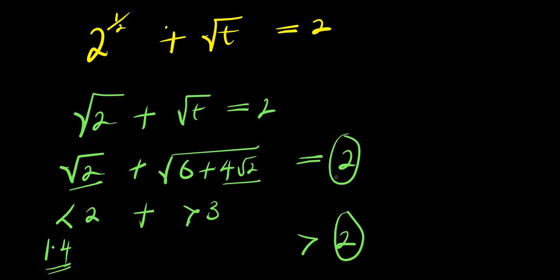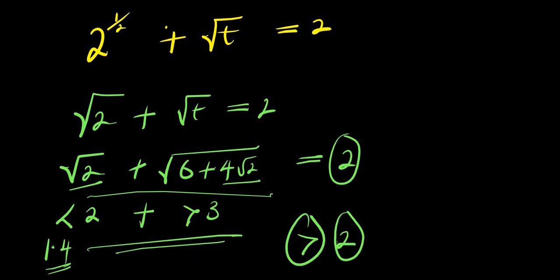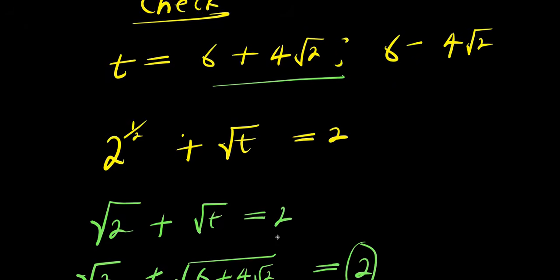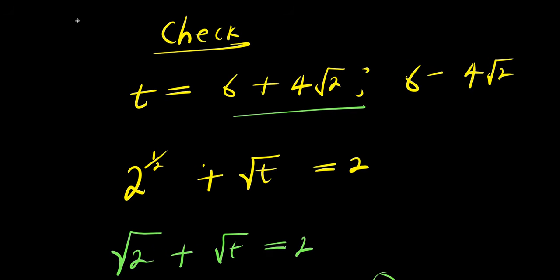Remember, you were equating it to this. So this is greater than 2. The left-hand side here is greater than 2. In fact, it's greater than 3, it's greater than 4, it's greater than 5. So that shows that that particular solution is not valid.